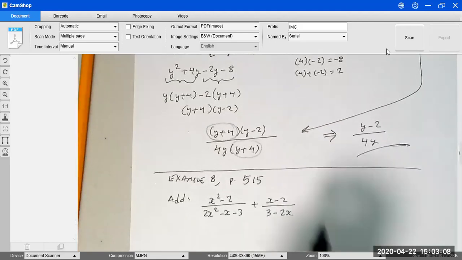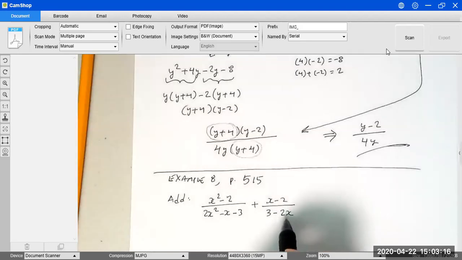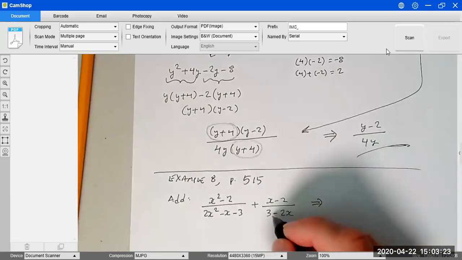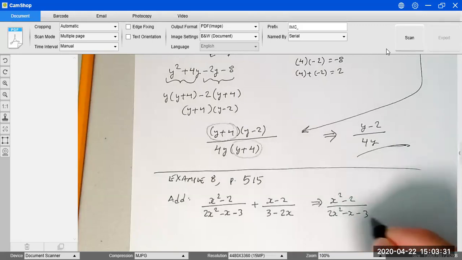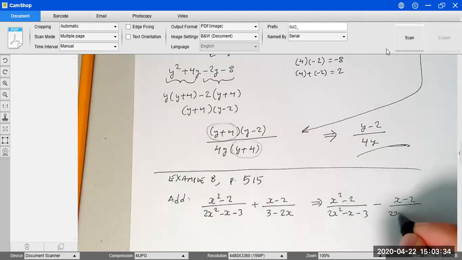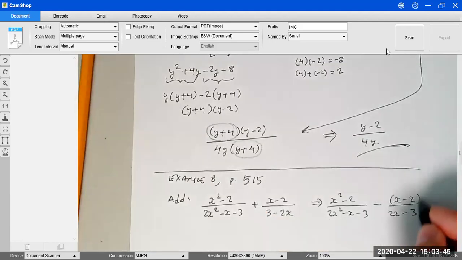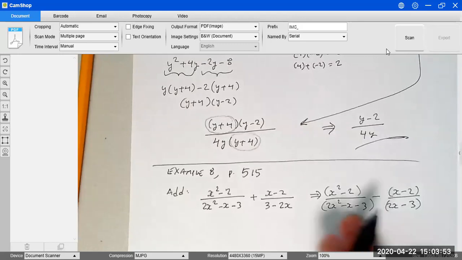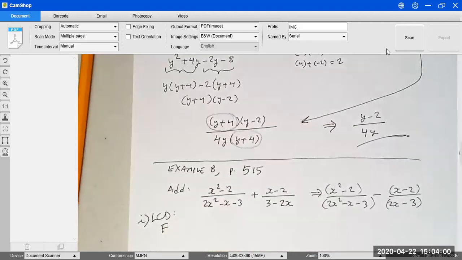So the first thing that you can do is we're going to reverse the signs here, because the leading term should be 2x. So you know that you change this sign and change everything on the bottom of this rational expression. So this is going to be x squared minus 2 over 2x squared minus x minus 3 minus x minus 2 over 2x minus 3. So I change the signs of these two terms, and also at the same time I change this, so that's what I get. So now we're going to be able to find the least common denominator by factoring first the denominators.